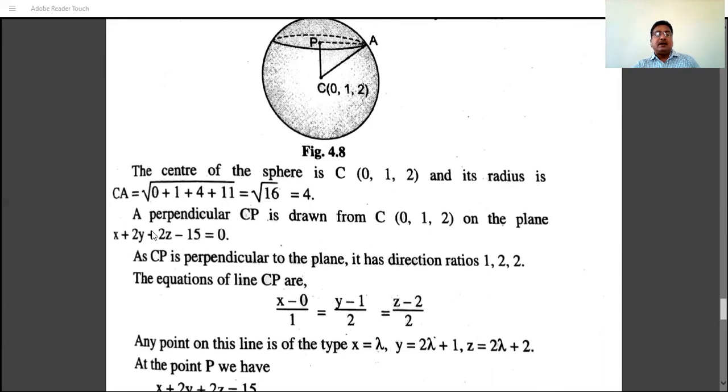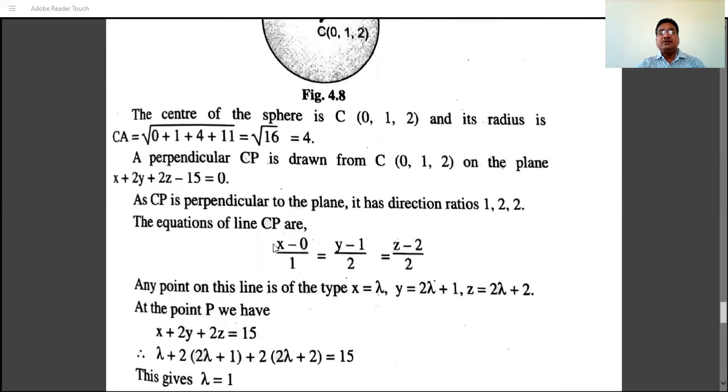And what are the direction ratios of the normal to the plane? The coefficients of x, y, z are the direction ratios of the normal to the plane, and that's why the direction ratios of CP are 1, 2, 2. And now we have the point on CP as (0, 1, 2), and direction ratios of the line CP are 1, 2, 2. And therefore the equation of CP in the symmetrical form is what? (x − 0)/1, that is the direction ratio A, (y − 1)/2, and (z − 2)/2. The formula is (x − x1)/A = (y − y1)/B = (z − z1)/C.